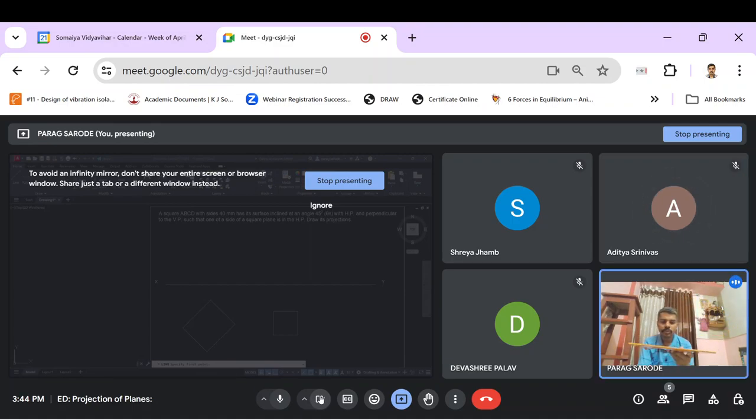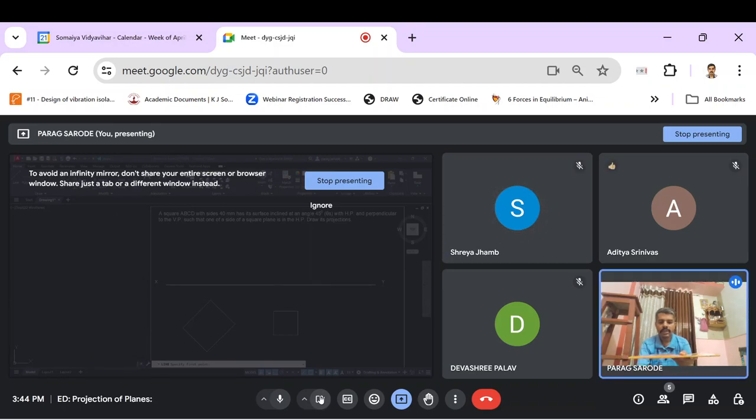Let us assume this is the square. What I'm telling you is that this is a square plane, right? Firstly, if I place it like this, the square plane is parallel to the horizontal plane, right? And perpendicular to the vertical. Correct? Are you getting this? Yes, sir.